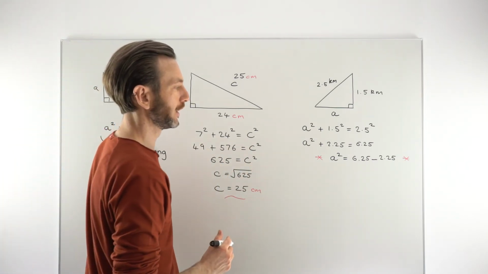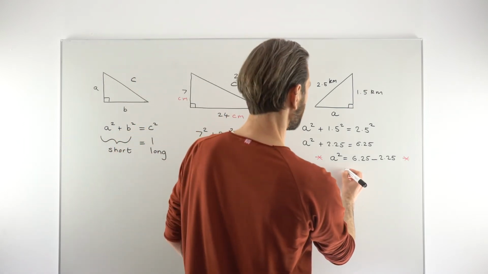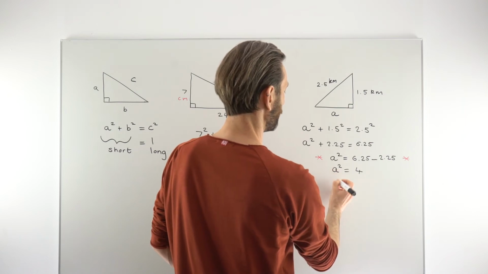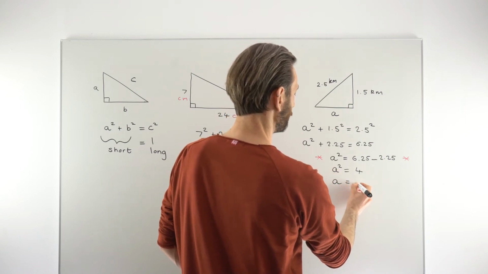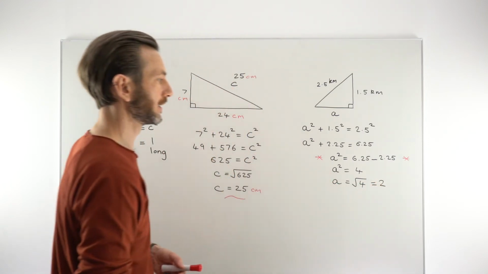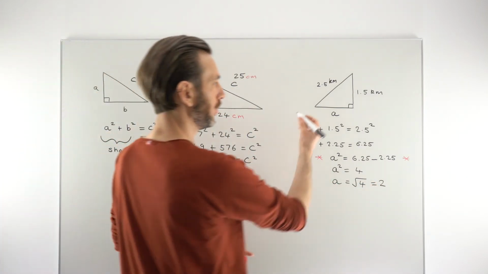So 6.25 minus 2.25 just comes to be 4. So that's a little nicer looking. So a squared equals 4. A is going to equal the square root of 4, which is 2. So the final answer for this one would be 2 kilometers.